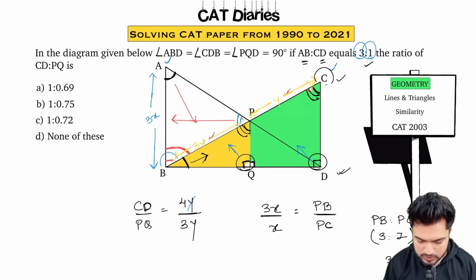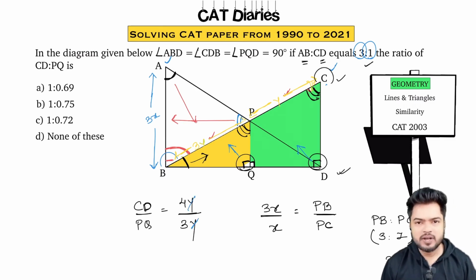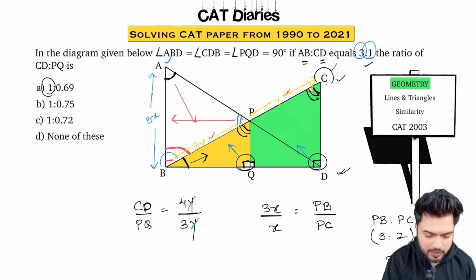So this gets cancelled. No need to write the other sides. Not required. You just find out what you need the answer for. So the ratio here is 4:3. What are they asking you? What is the ratio of CD to PQ? If the answer was given as 4:3, I would have marked that. But as you can check, they had made the numerator 1 everywhere.